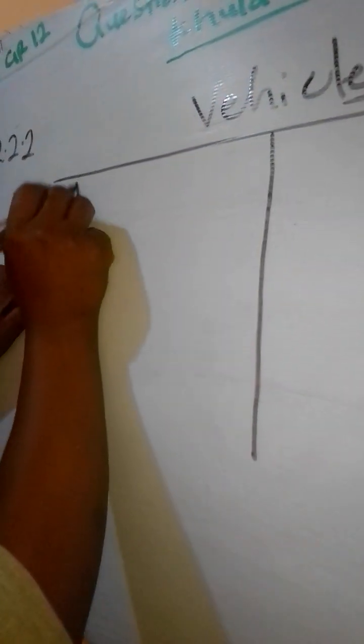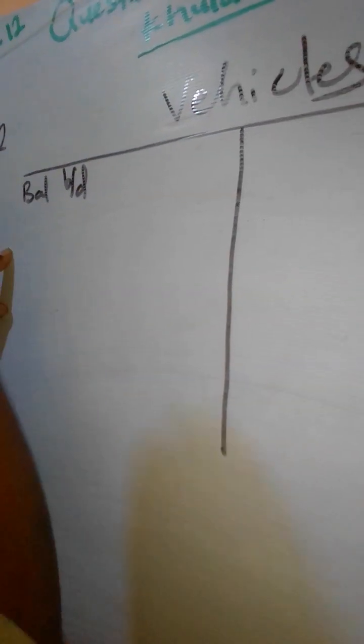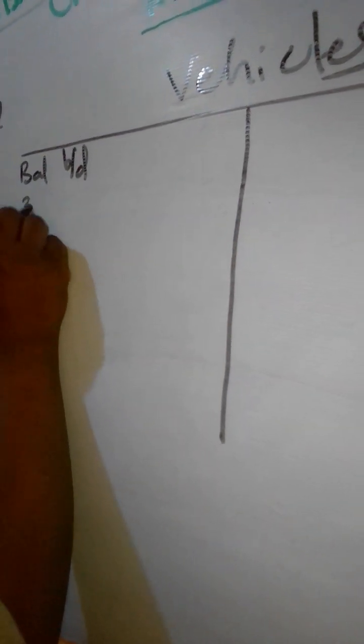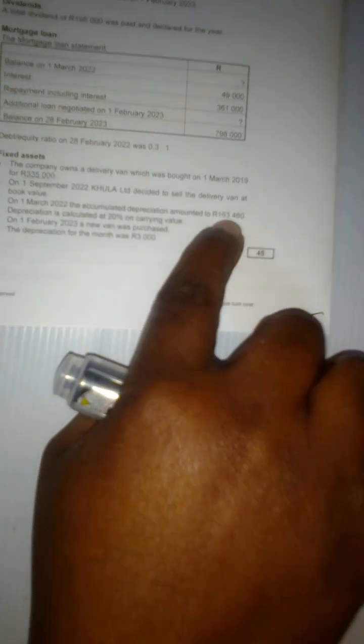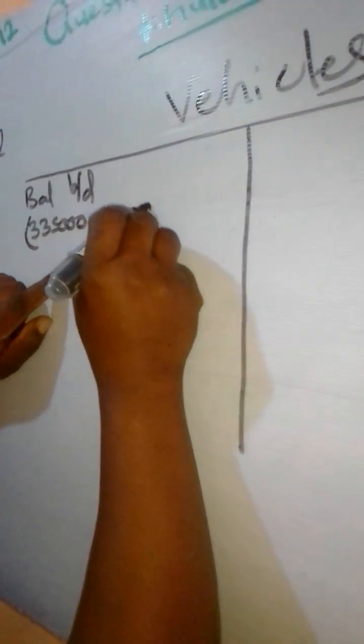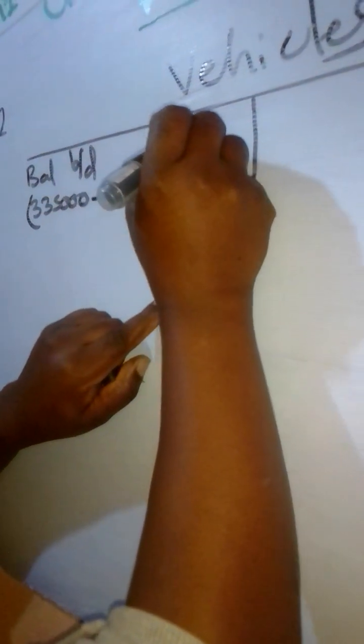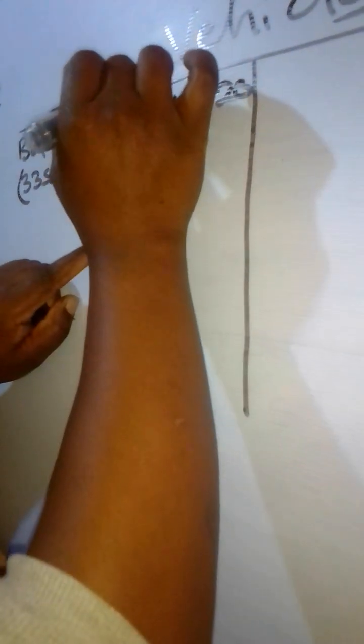Okay, so the amount at the beginning, we are going to start by balance brought down. Remember I said I want the book value or the carrying value. We have got 335,000, and then they said the accumulated depreciation amounted to 163,480 at the beginning of the year. So I'm going to say minus 163,480. It will give me something like 171,520. Remember this amount is at its carrying value.